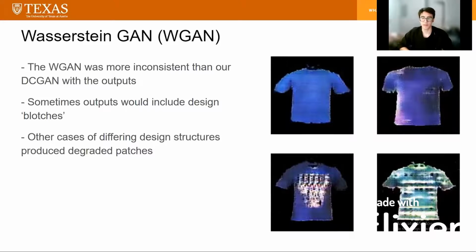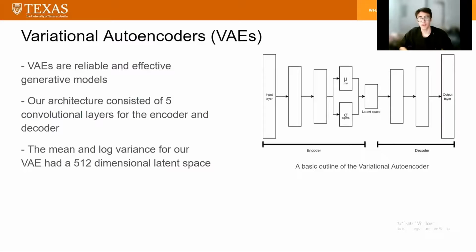However, they came with their flaws. Mainly, designs were just random amalgamations of colors put in the middle of t-shirts, or other designs just had random missing patches in them. So the third generative model that we used was called the variational autoencoder.